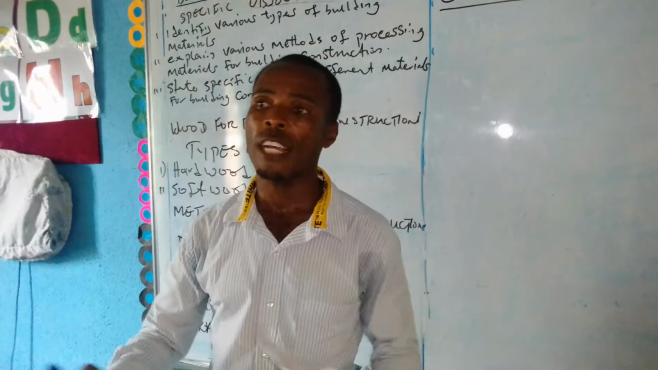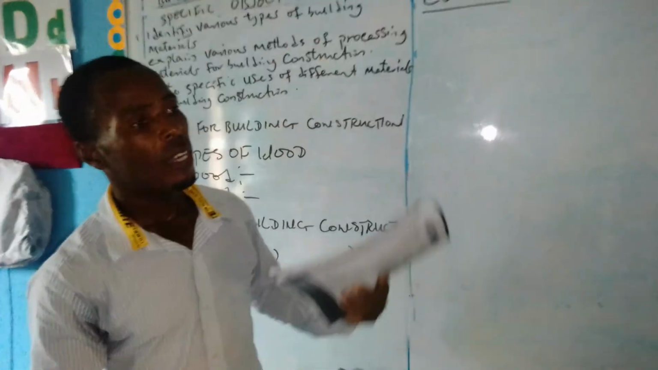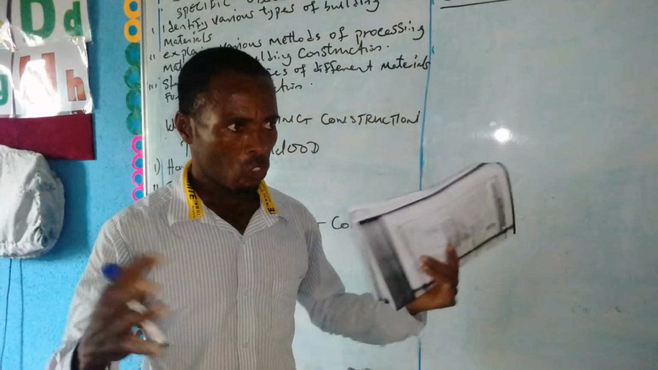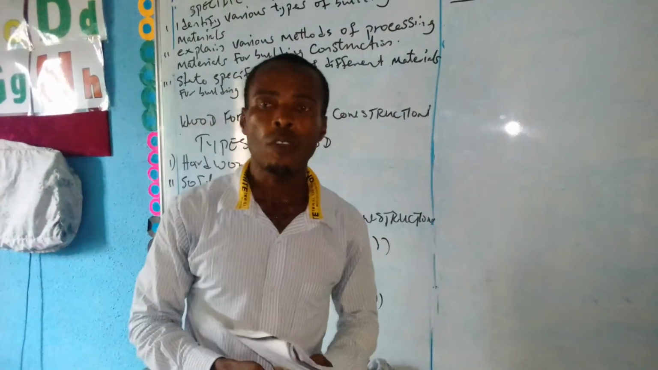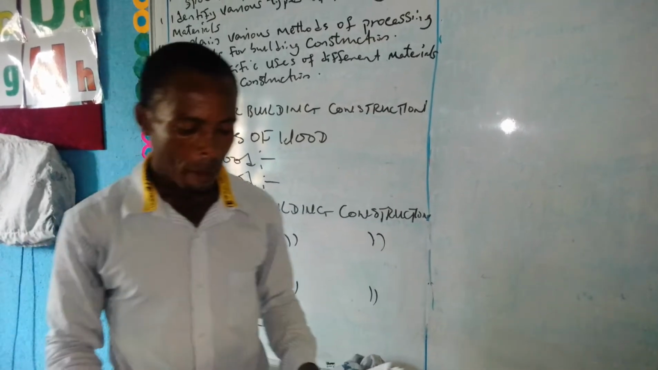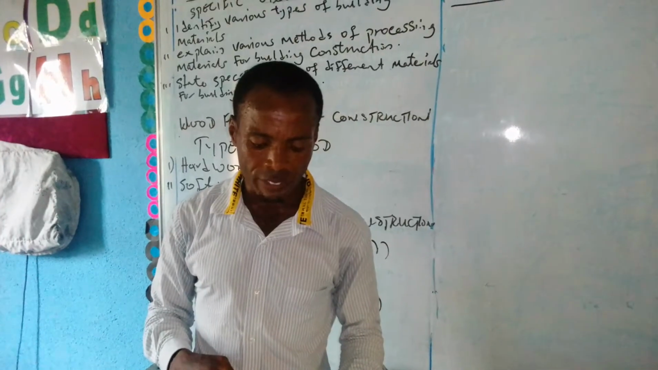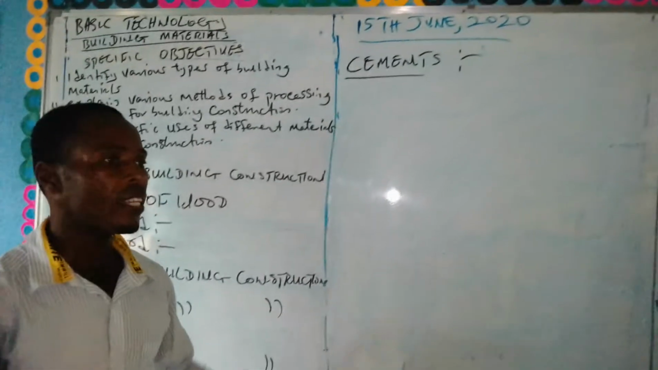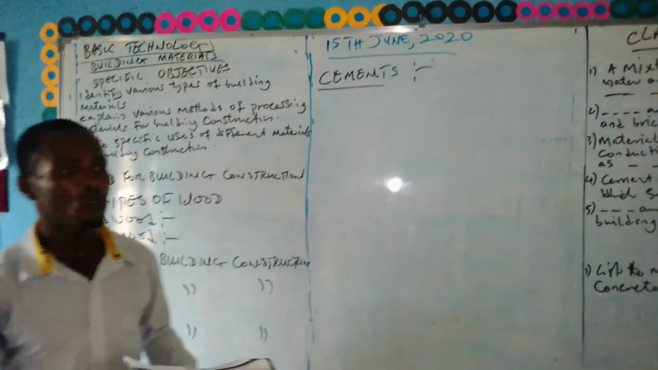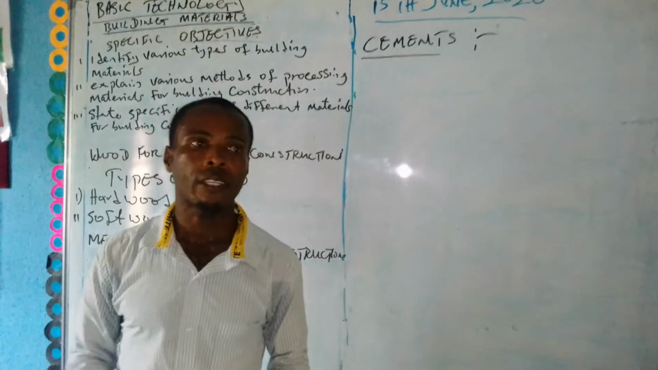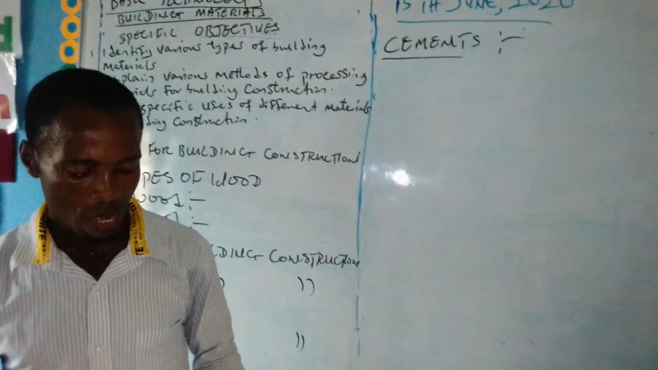It binds two materials together, like for instance, materials like sand and gravel. The cement binds them together for building construction. We call it a binder. It also mixes with sand and gravel to produce concrete, which is used in casting our building.